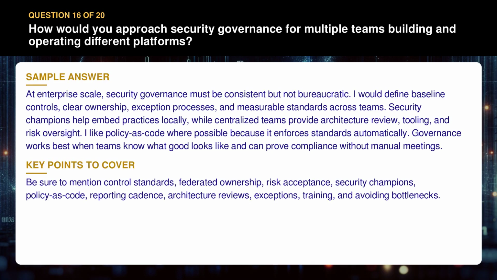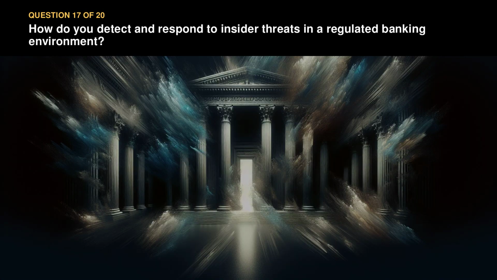Be sure to mention control standards, federated ownership, risk acceptance, security champions, policy as code, reporting cadence, architecture reviews, exceptions, training, and avoiding bottlenecks. Question 17. How do you detect and respond to insider threats in a regulated banking environment?